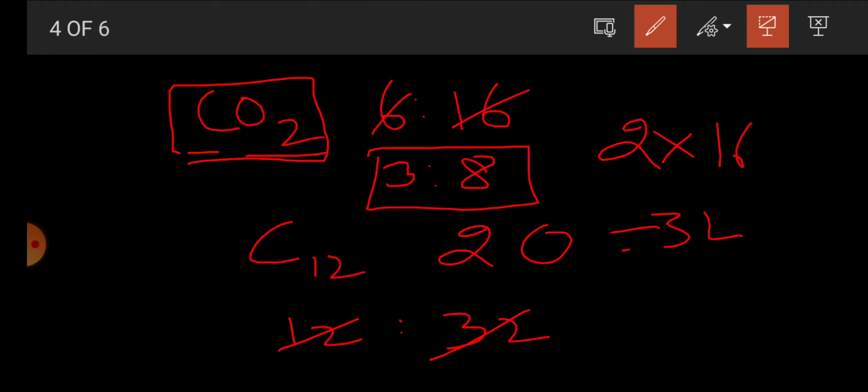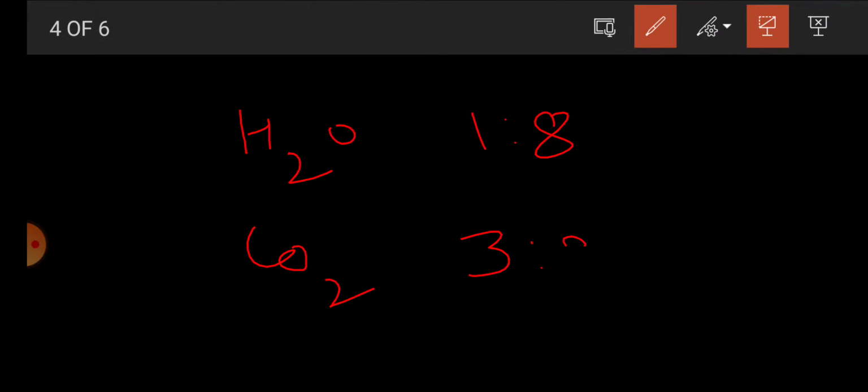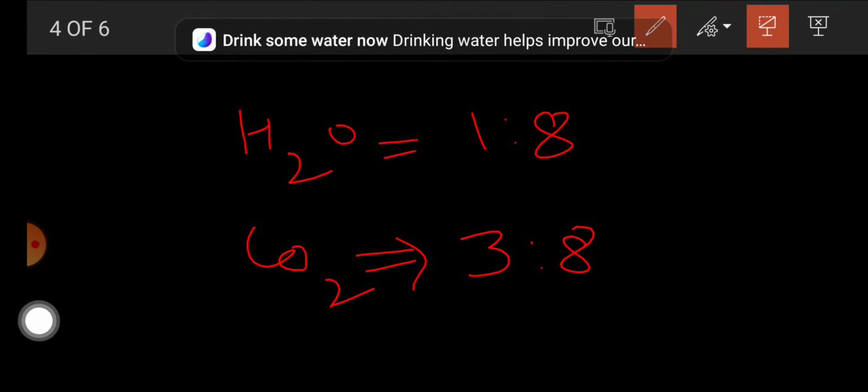So this means that for the formation of carbon dioxide, 3 parts carbon and 8 parts oxygen are required. So this one is also fixed for the carbon dioxide. For water, what was it? For water, the ratio was 1:8. For carbon dioxide, the ratio is 3:8. So these ratios are fixed for each compound.